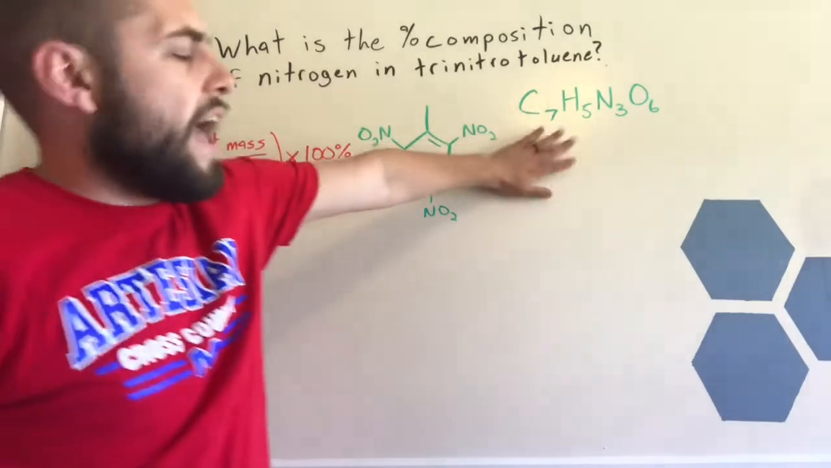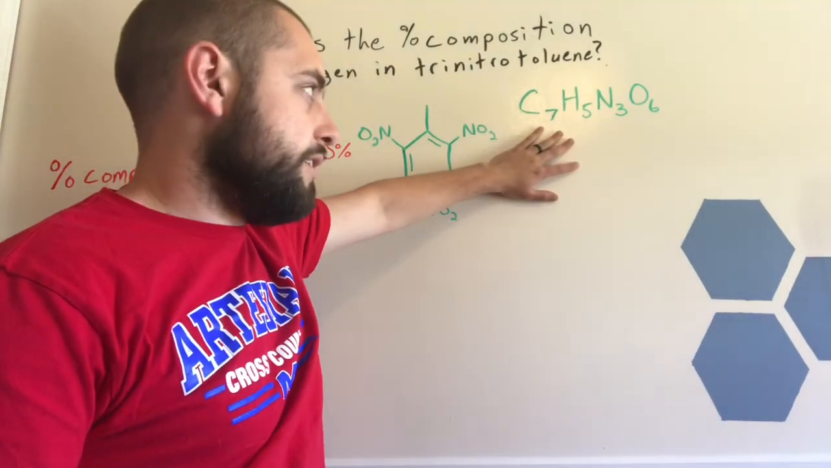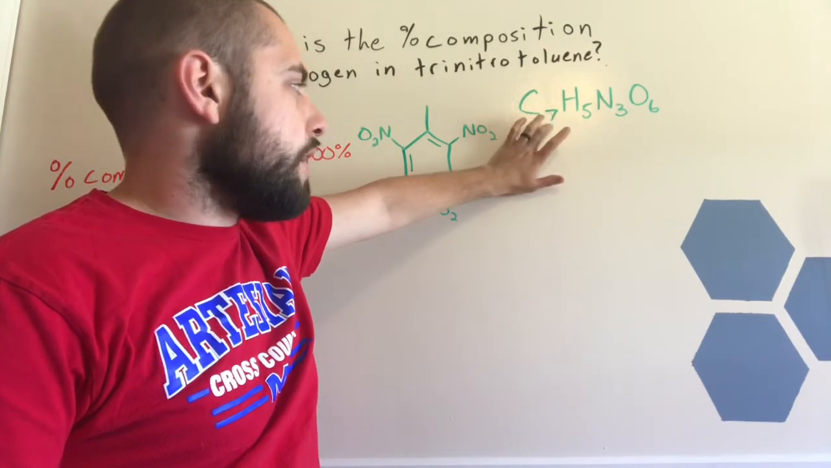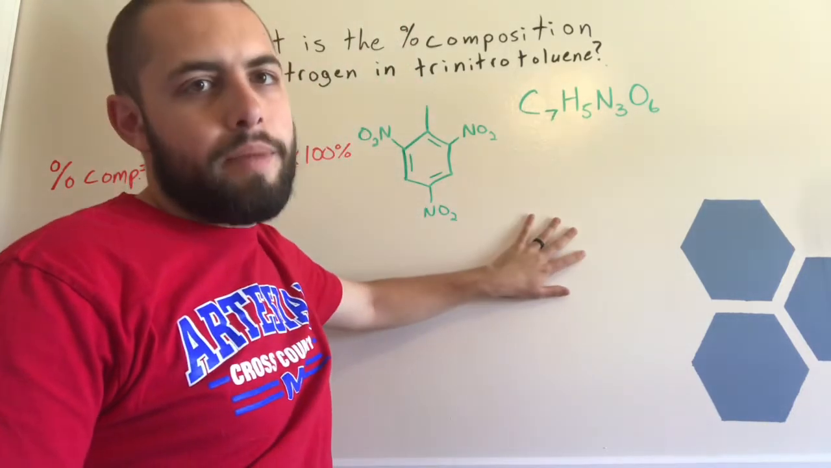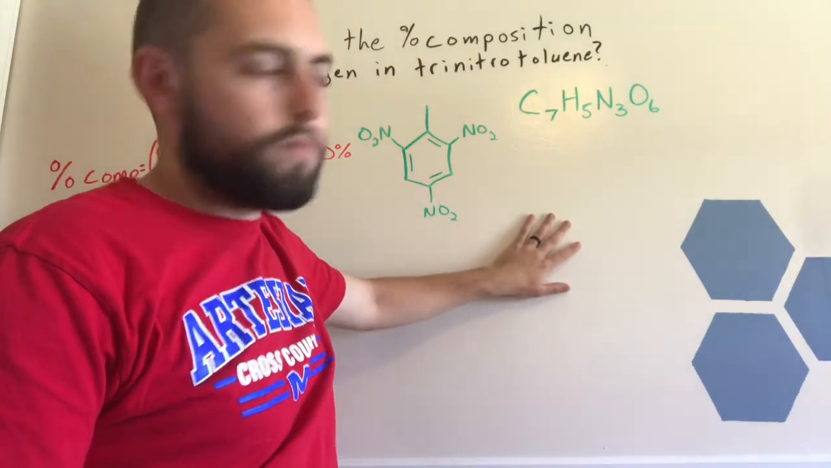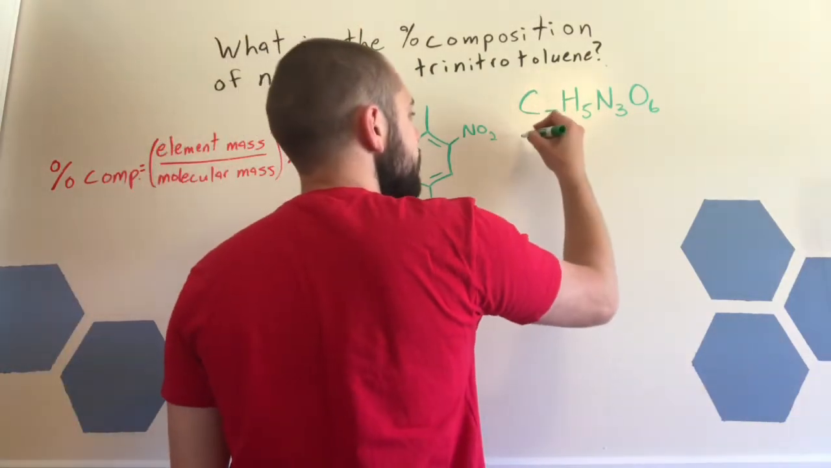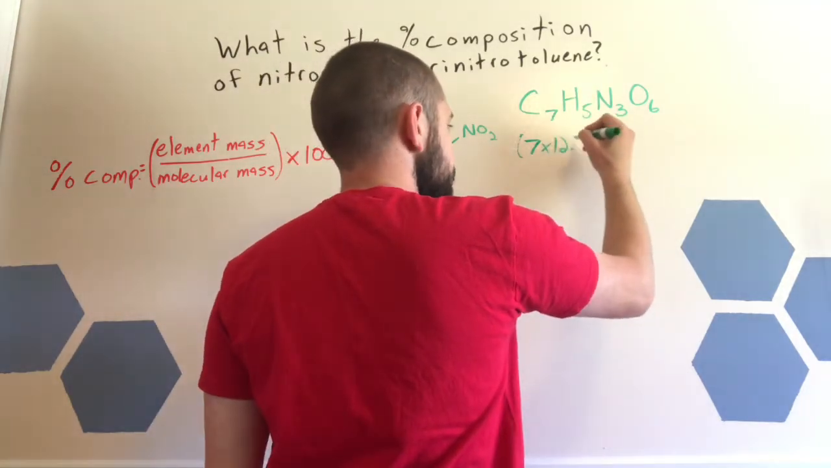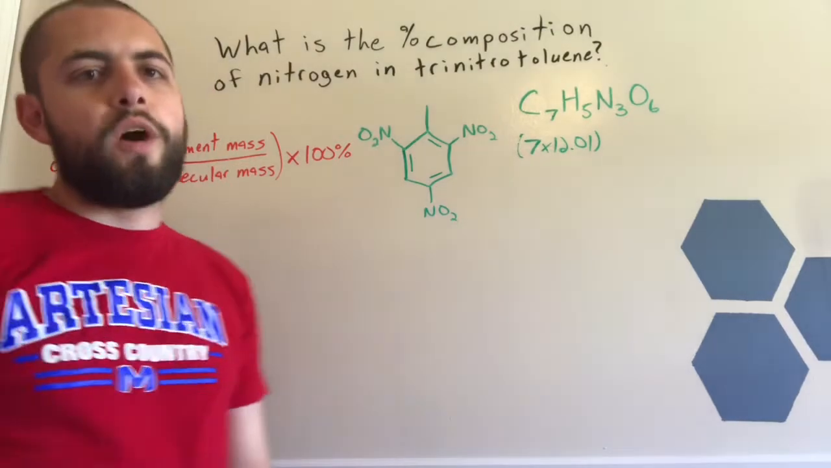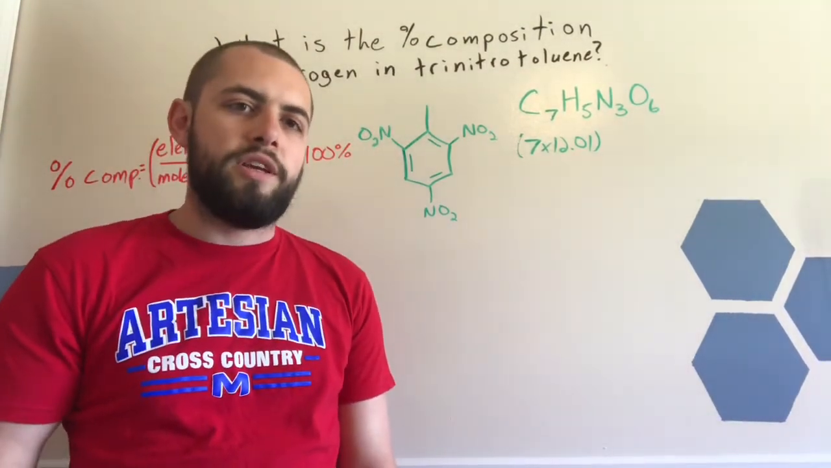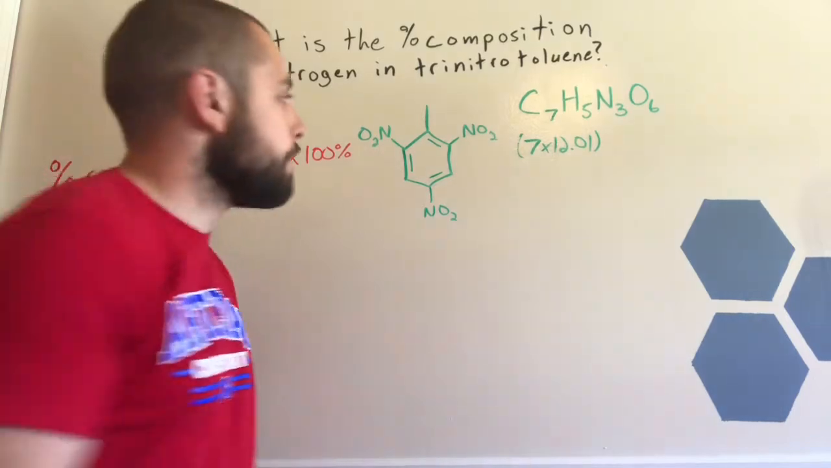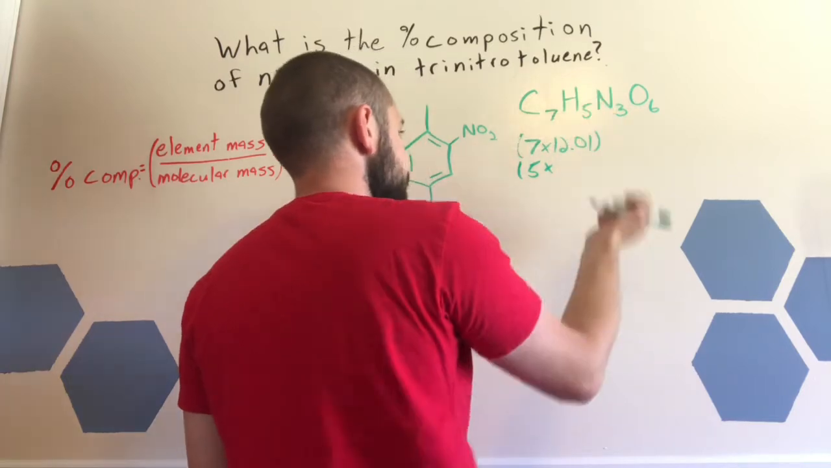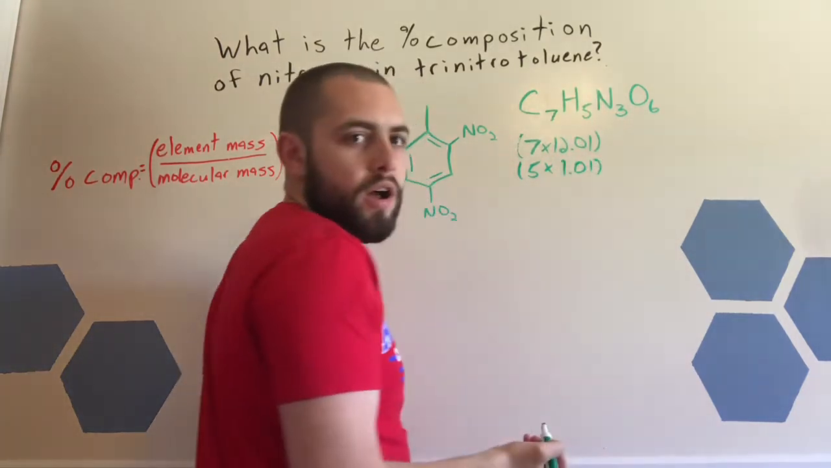So looking over here, I have my formula for this compound, TNT. I would need to multiply these subscripts by the average atomic masses, which I would find on the periodic table. So for carbon, I've got 7 atoms of carbon. I know that each atom of carbon is just about 12.01 atomic mass units. So I'm going to do 7 times 12.01. I've got 5 hydrogen atoms, 5 hydrogens. Each one is about 1.01 AMUs.